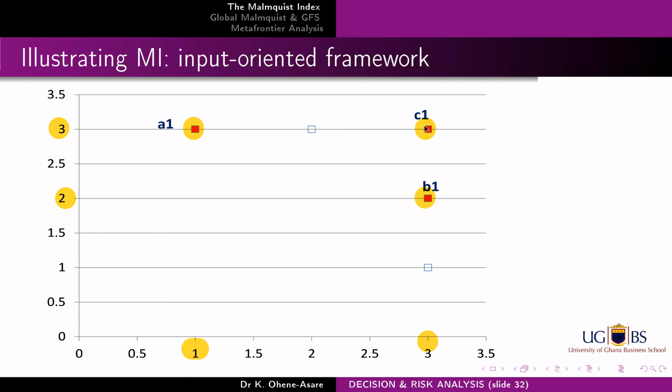Remember, this is an input orientation. So if we were to form the frontier, the free disposability line will go that way. And then this second part, A1 would join B1 here. And then you can now create another free disposability line there. So that becomes the frontier.